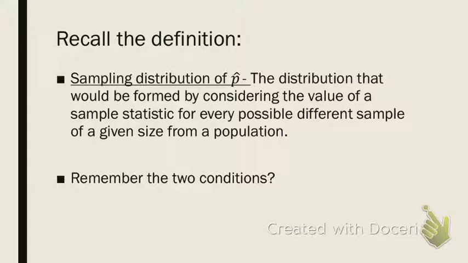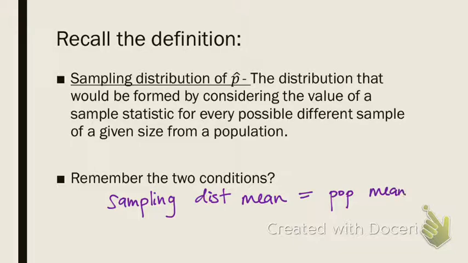If you can remember from last class, we talked about an unbiased estimator, and one of those was the mean. So do you remember from last class what that always equaled? Our sampling distribution mean always equaled what? Parameter. The sampling distribution mean always equals the population mean. That was one of the conditions. So our mu of p-hat always equaled our mu.